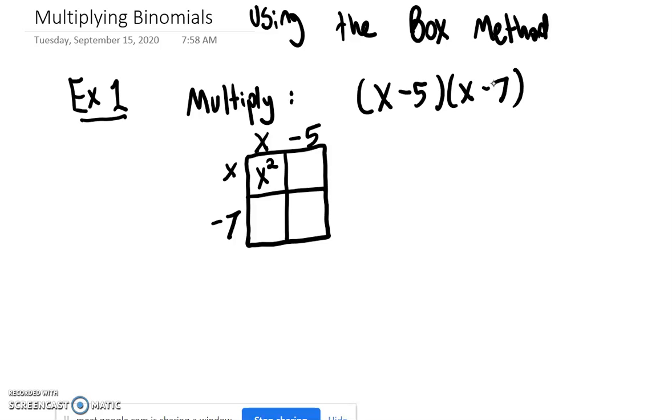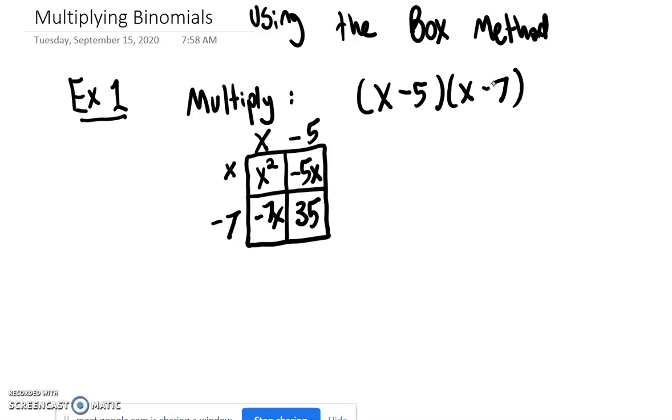I'm multiplying to fill in the box. X times negative 5 is negative 5x. And then I'm doing negative 7 times x to give me negative 7x, multiplying again. And then I'm doing negative 7 times negative 5 to give me positive 35.